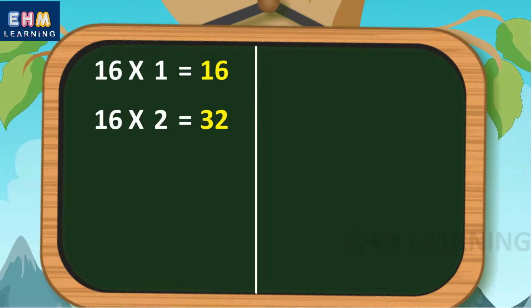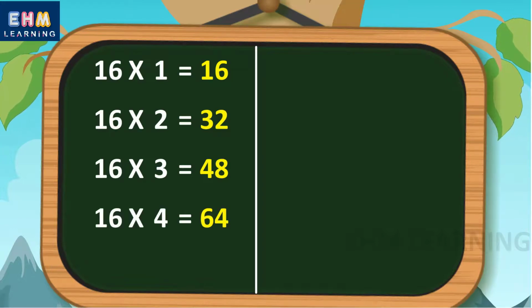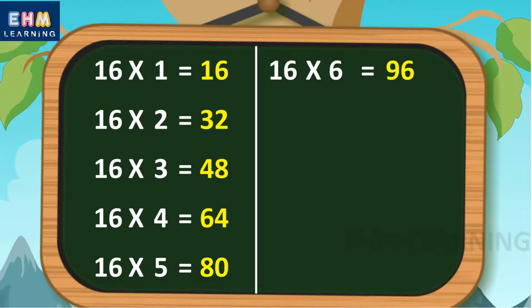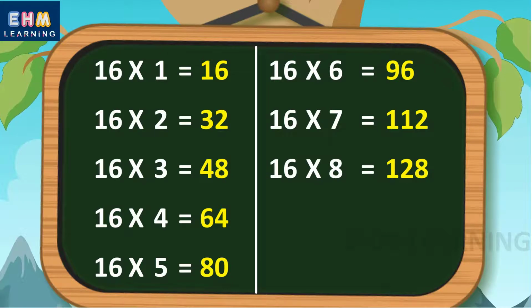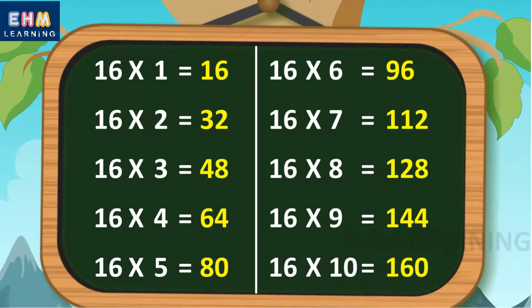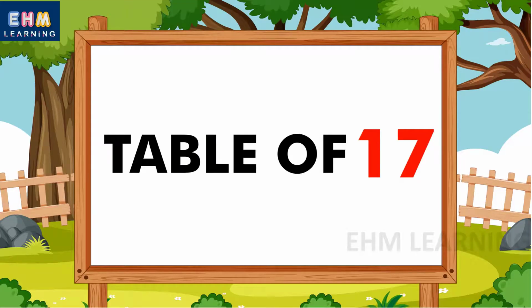16 ones are 16. 16 twos are 32. 16 threes are 48. 16 fours are 64. 16 fives are 80. 16 sixes are 96. 16 sevens are 112. 16 eights are 128. 16 nines are 144. 16 tens are 160. Table of 17.